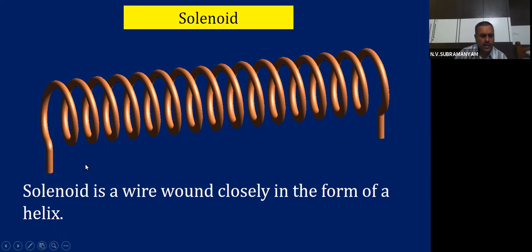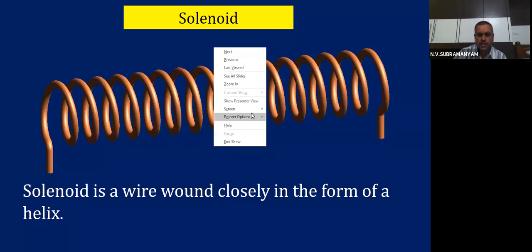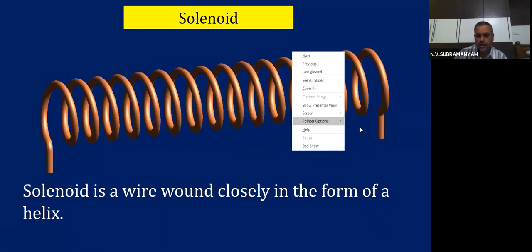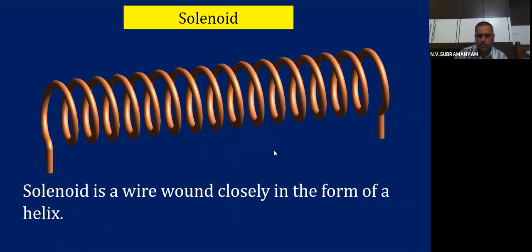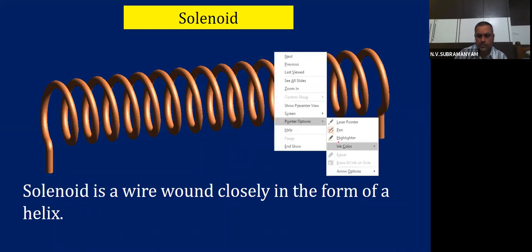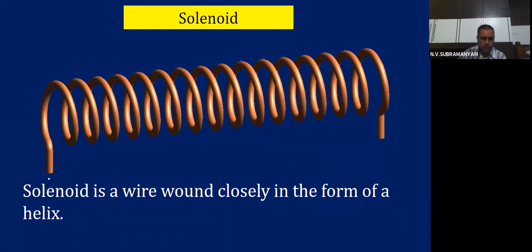Now, if I pass current in this by giving some battery connection, what will happen? What is the importance of this solenoid? That is what we want to understand. Now, for example, imagine that there is a battery connection given here. We are giving some battery connection, like I will show you here. You see, all of you. If I give the battery connection, what will happen?